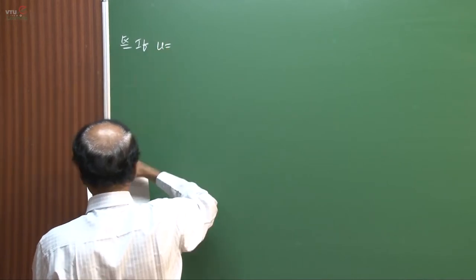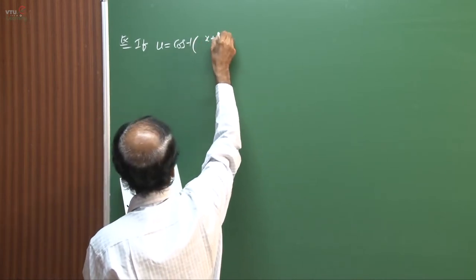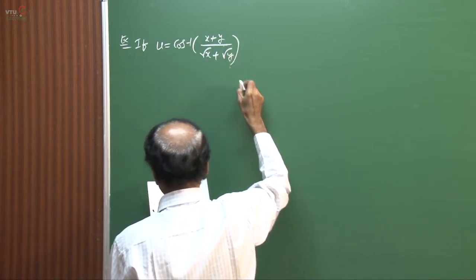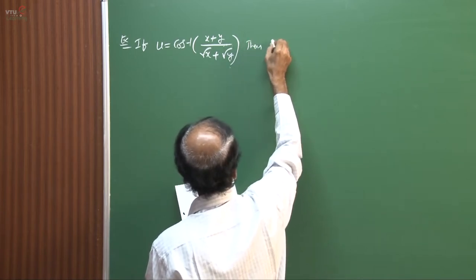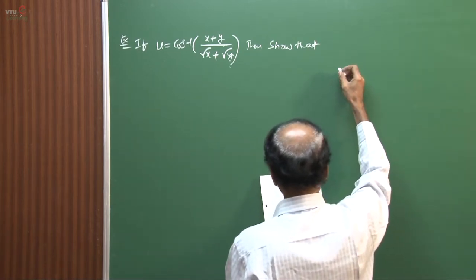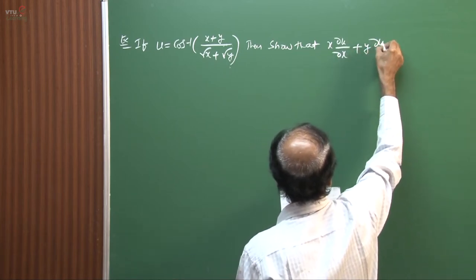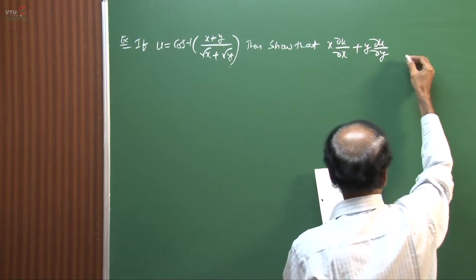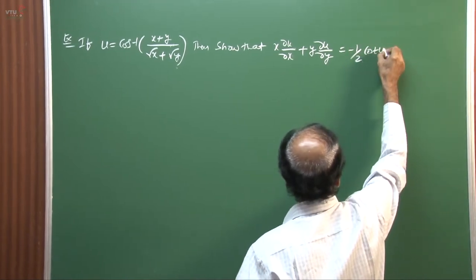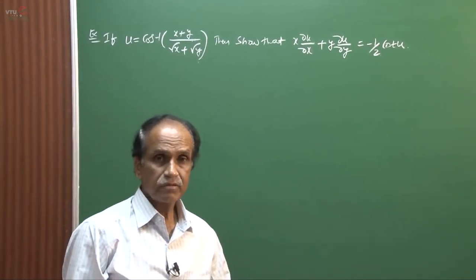If u is equal to cos inverse of (x plus y) divided by (square root of x plus square root of y), then show that x into del u by del x plus y into del u by del y is equal to minus 1 by 2 cot u. Let us see how this result comes out from the application of Euler's theorem, first part.